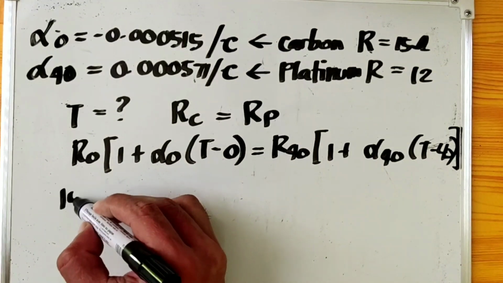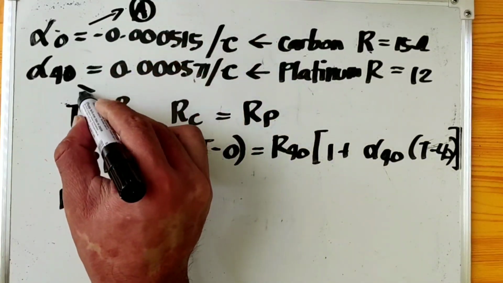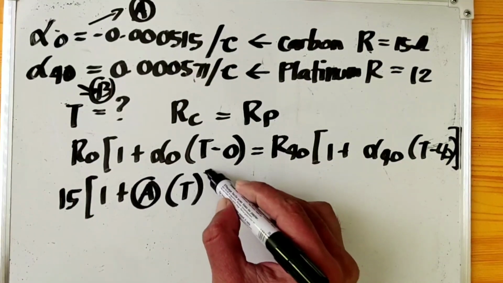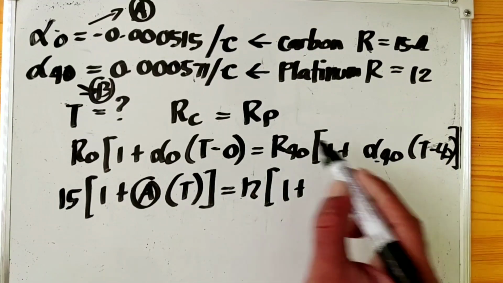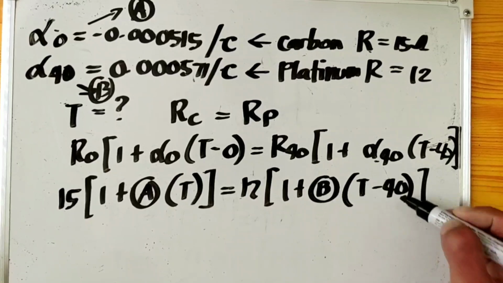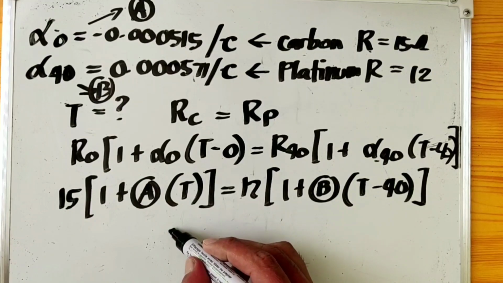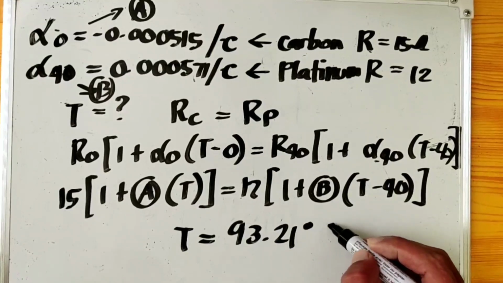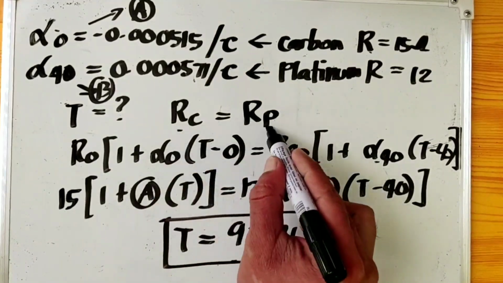So, let's substitute 15 ohms, 1 plus. I'm going to store this at A, and then I'm going to store this at B. So, that will become A times T is equal to R at 40, which is 12, times 1 plus alpha at 40, which is B on your calculator, times T minus 40. So, upon using your calculator, we can derive the value of T, which is equal to 93.21 degrees Celsius. So, at this temperature level, magpaparehas ang kanilang resistance value.